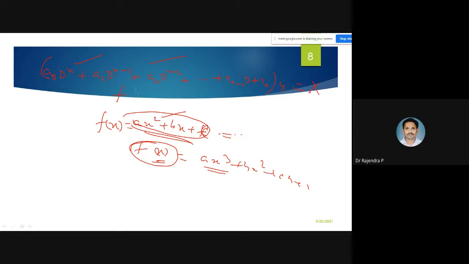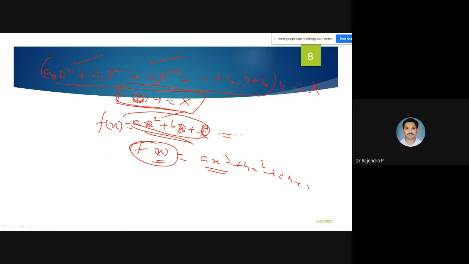So I can represent this whole equation, which is a polynomial in d, with f of d. In place of x, what I wrote here is ad square plus bd plus c, something like this. So for the polynomial in d, I can take the representation f of d into y is equal to x. Can I take it? Yes, sir.